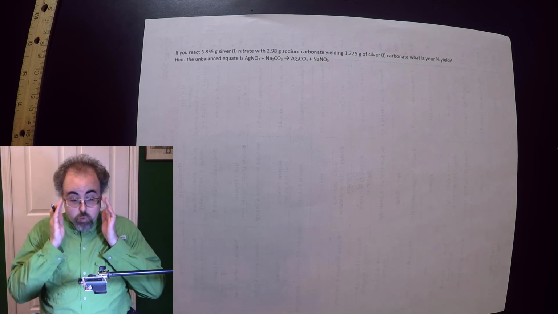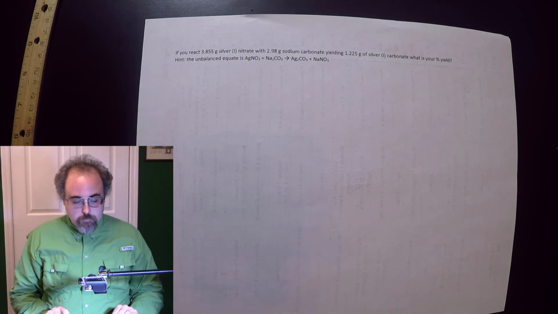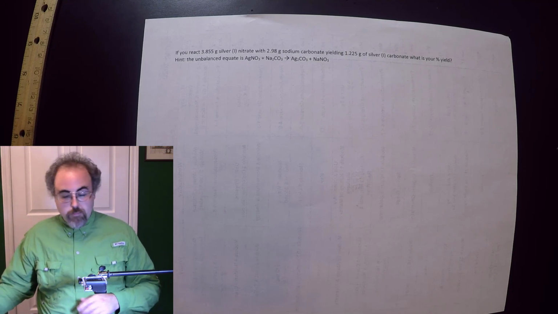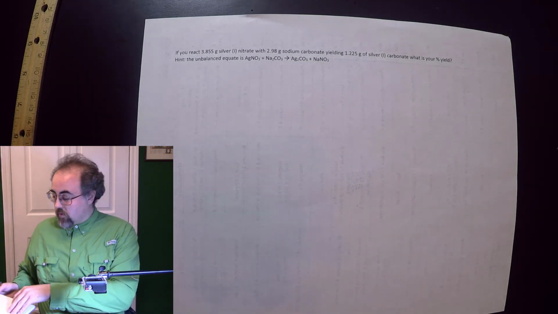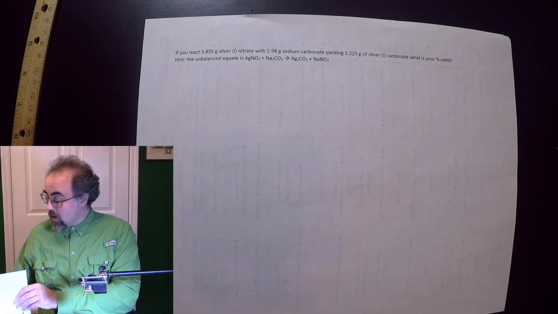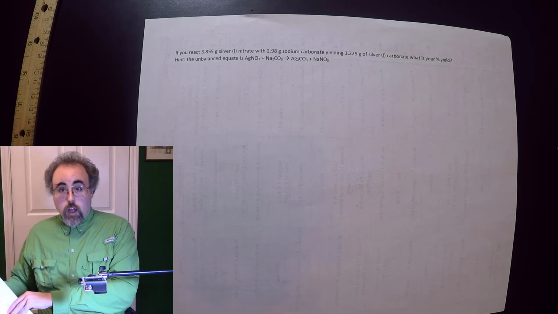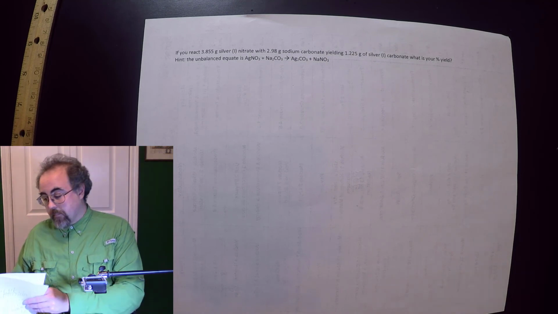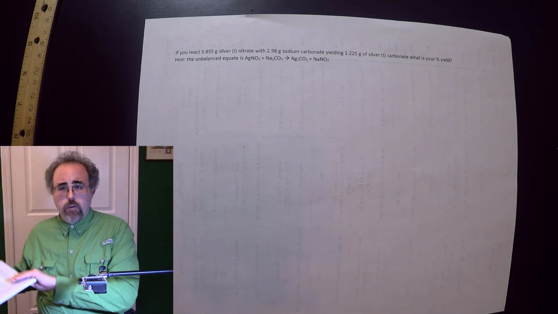Okay, so we got a lot of stuff going on with this one. So first off, let's do some formula weights. By the way, interesting note, there's a bit of a controversy whether or not I should be calling that silver 1 carbonate or just silver carbonate, because you don't usually get a silver 2 or a silver 3. I think there is like one weird example of one.